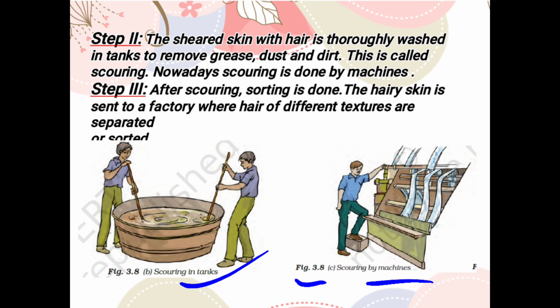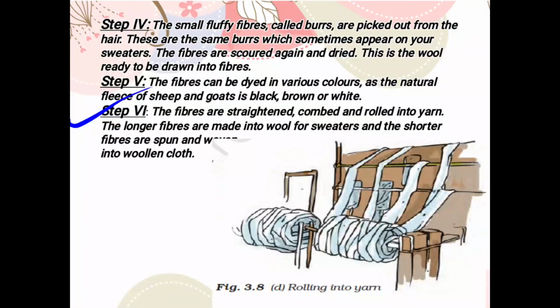In step 3, what are we doing? In step 3, after the scouring is done, the different kinds of hairs are separated into different textures. Afterwards, in step 4, what are we doing? Whatever fluffy burrs or small burrs are there, that we see in our homes also when we are wearing sweaters, they are picked out from these hairs, and afterwards this wool is drawn into fibers.